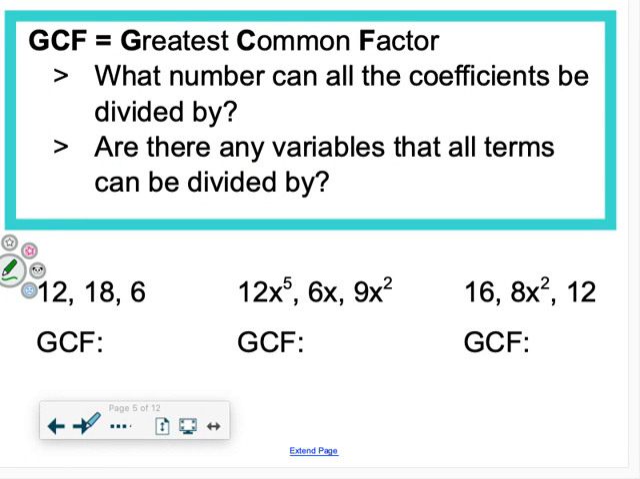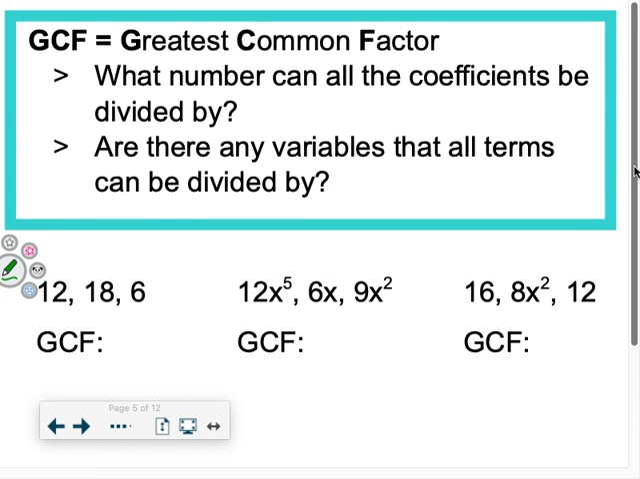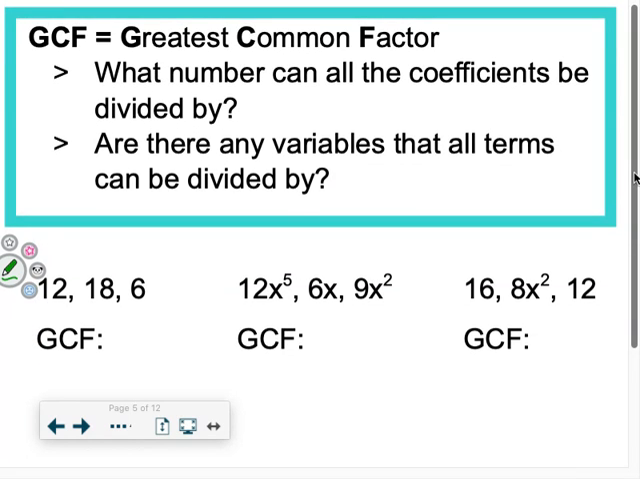So now that vocab word we talked about, a GCF, or what we call a greatest common factor. First, we look for two different things. First, what number can all the coefficients be divided by? And then two, are there any variables that all terms can be divided by? So we're first going to start off with numerical values. So again, we're going to bring it up. If you need a pause to write those values down, please do.